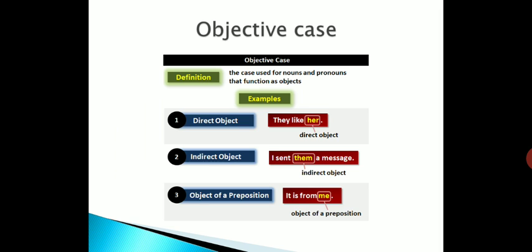First of all, direct object. They like her. It is an example of direct object. Indirect object. I sent them a message. It is indirect object. And the third one is object of a preposition. It is from me. Object of a preposition.